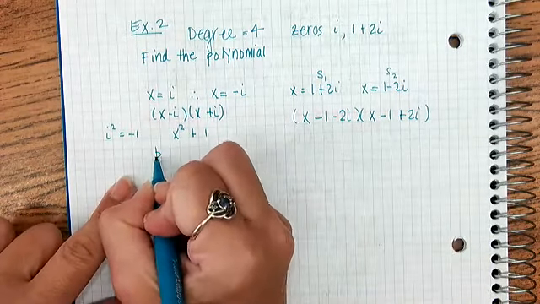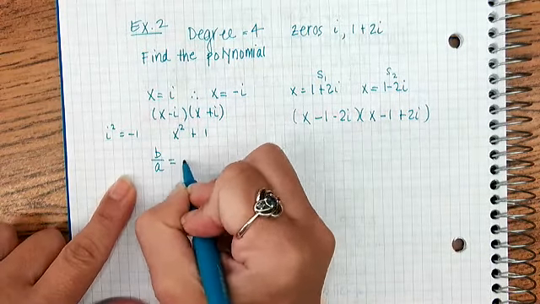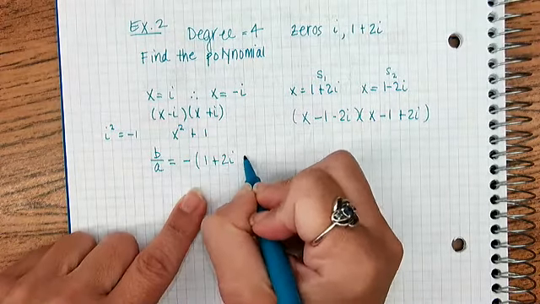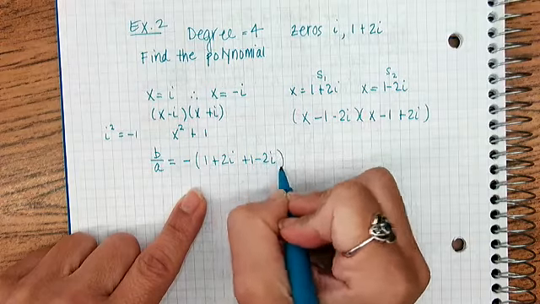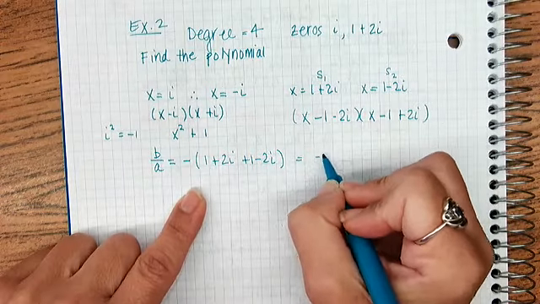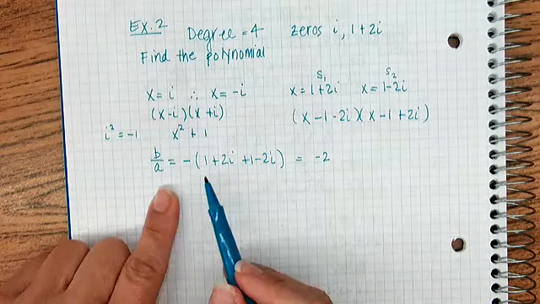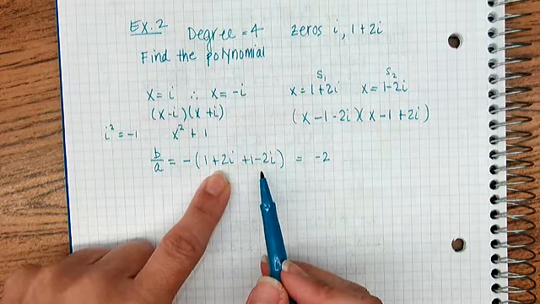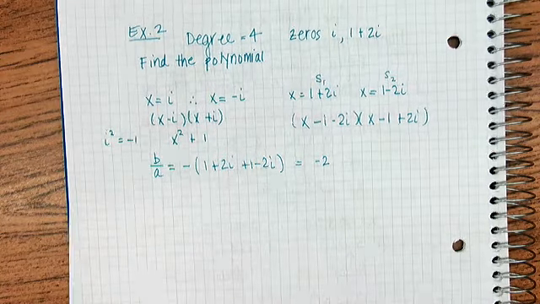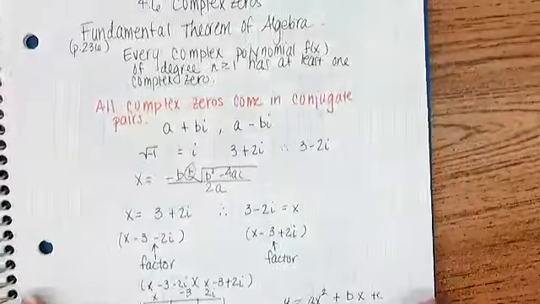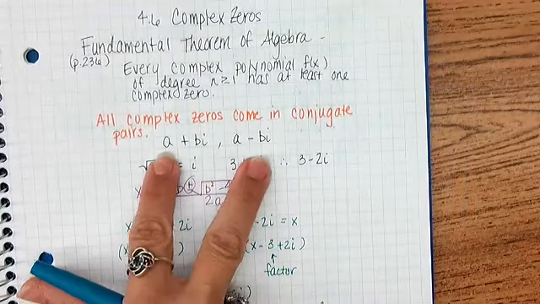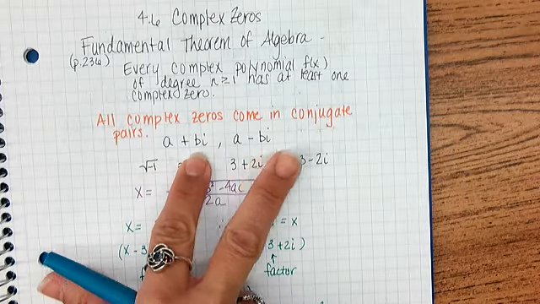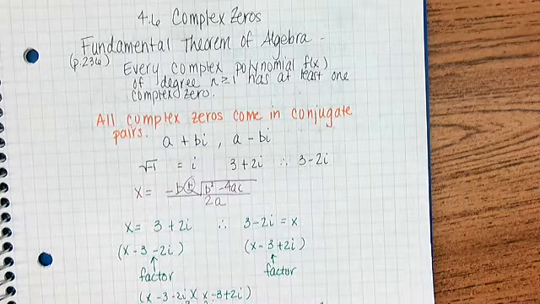So b over a is equal to the opposite of their sum, 1 plus 2i plus 1 minus 2i, which is negative 2. Every single time you add, the i's will zero out. If conjugate pairs are a plus bi and a minus bi, when you add them together, plus bi minus bi every single time, that's going to be 0.